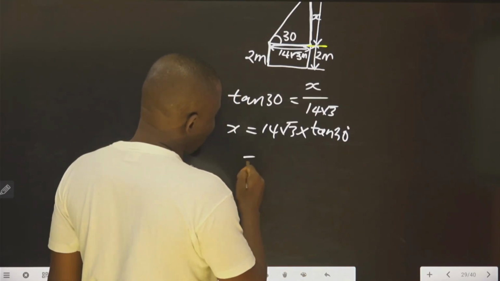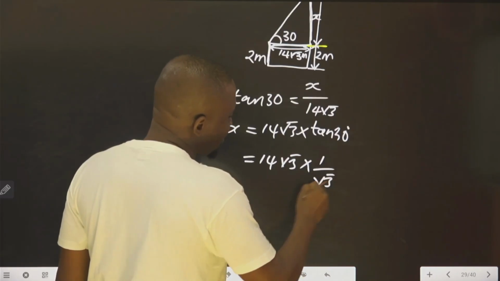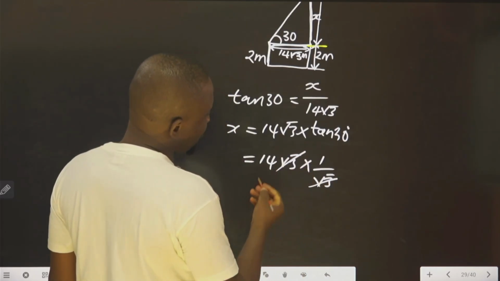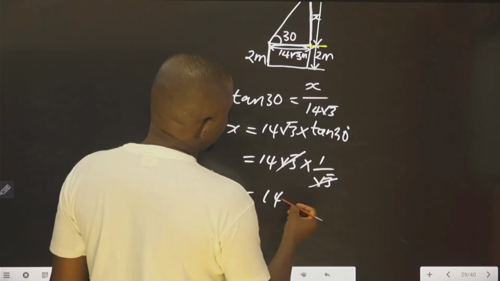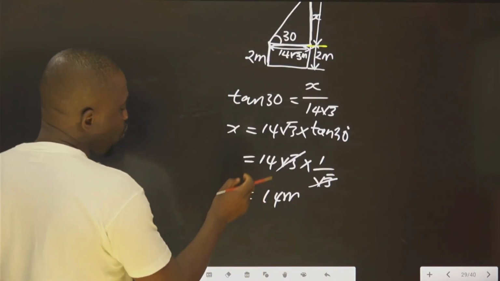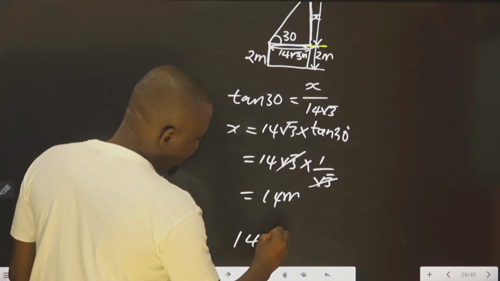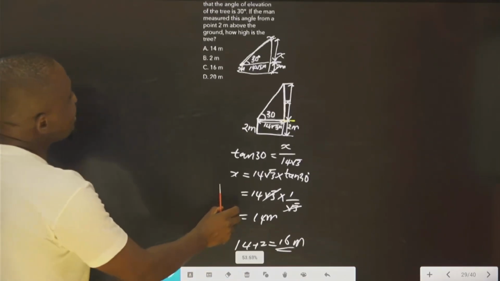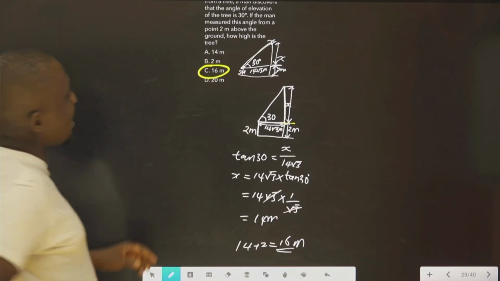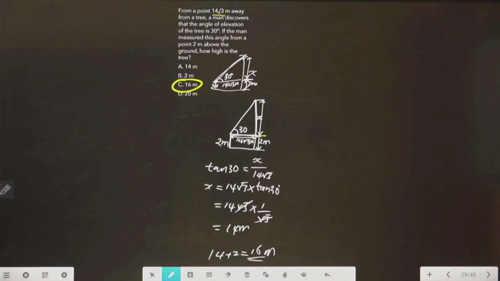So this equals 14 square root of 3 times 1 over square root of 3. This and this will cancel. We're going to have 14 here. It means S is 14 meters. So all we need to do now is S plus 2 to get the height. Plus 2 will give us 16. So the height altogether is 16 meters. So C is the answer. Hope you understand this.